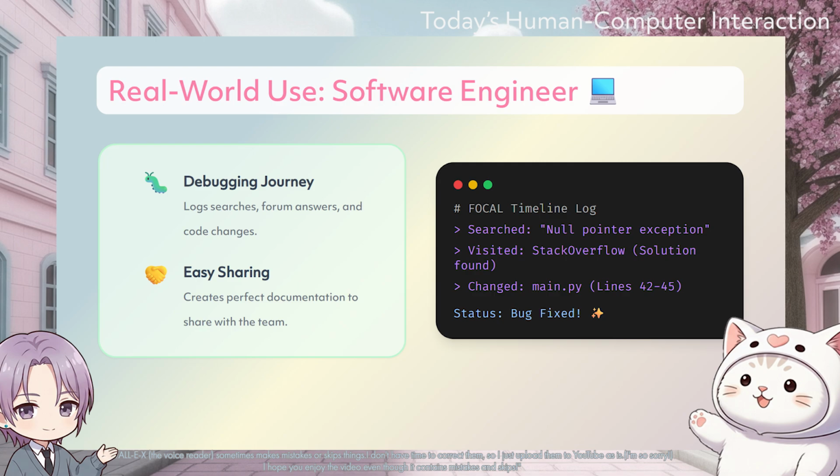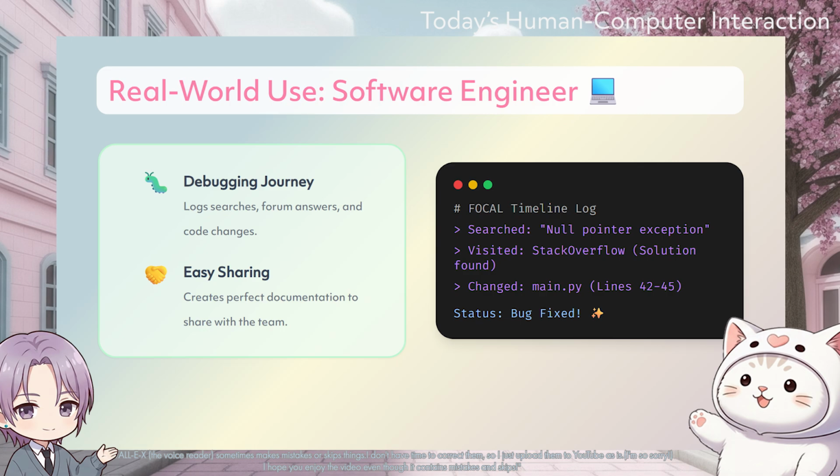Example 3. Let us talk about software engineers who are trying to fix a stubborn computer bug. A developer is debugging. They do a lot of things. They write code, test the application, search for solutions on web forums, and chat with their team. Often, when they finally fix the bug, they forget the exact steps they took to solve it.